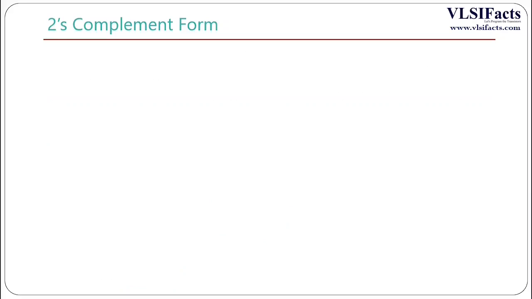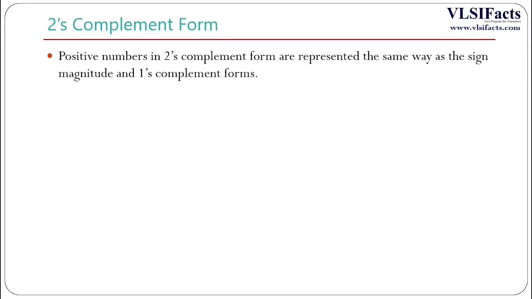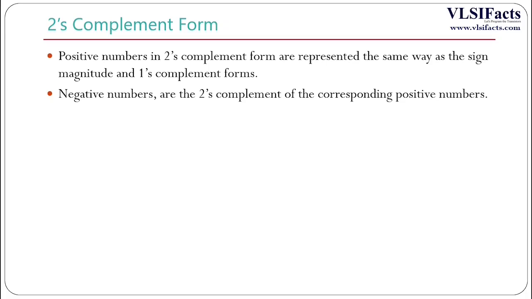Now let us learn 2's complement form. Positive numbers in 2's complement form are represented the same way as in the sign magnitude and ones complement forms. Negative numbers are the 2's complement of the corresponding positive numbers. So this is something important which you should remember, that the representation of positive number is same in sign magnitude form, 1's complement form, as well as in 2's complement form. But the representation is different for the negative numbers in all these 3 different forms.